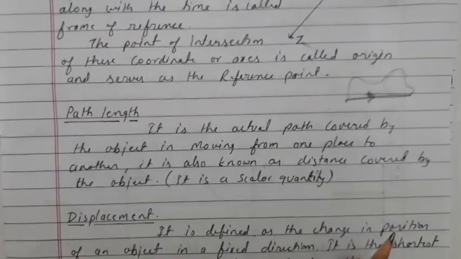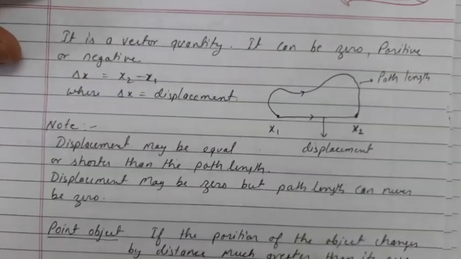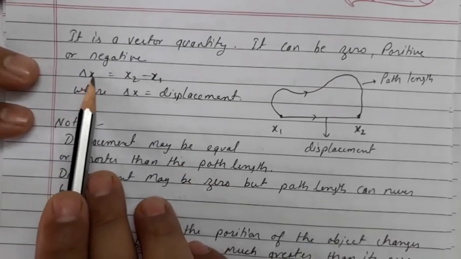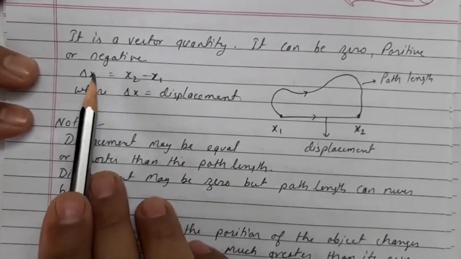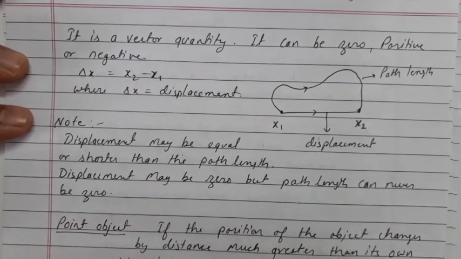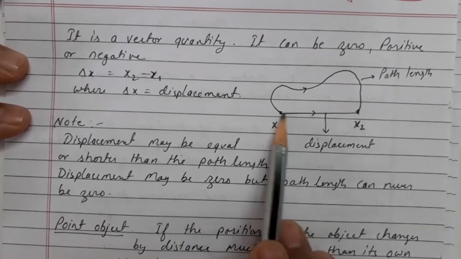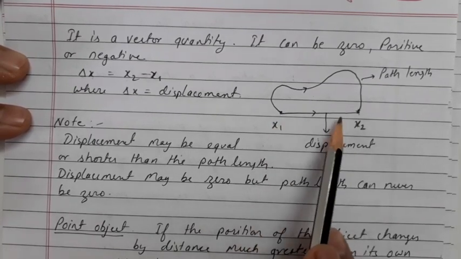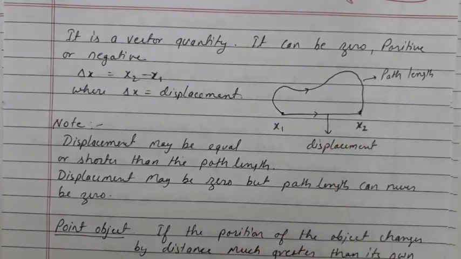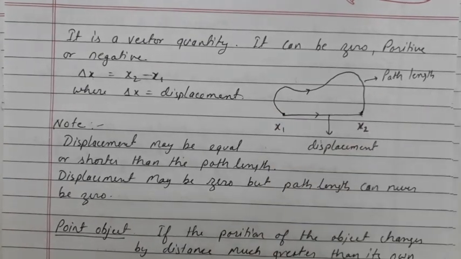So this is all about the path length and the displacement. Now this is an example of how we can represent the displacement. We can represent the displacement by del x, or change in the position, that is equal to x2 minus x1. So here x2 is the final position and x1 is the initial position. Whatever the difference between the two positions is will be considered as displacement, and the actual path covered by the object will be considered as path length.